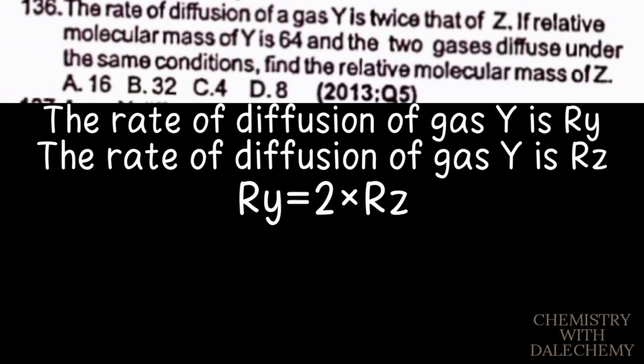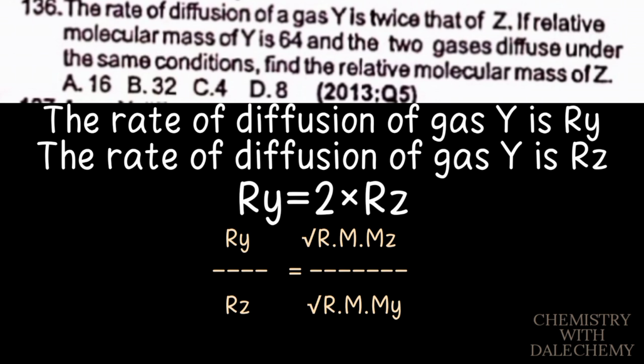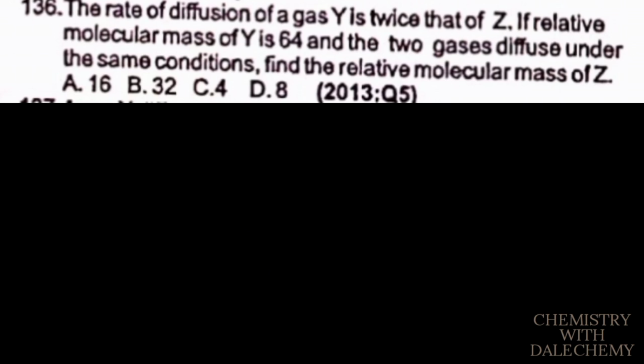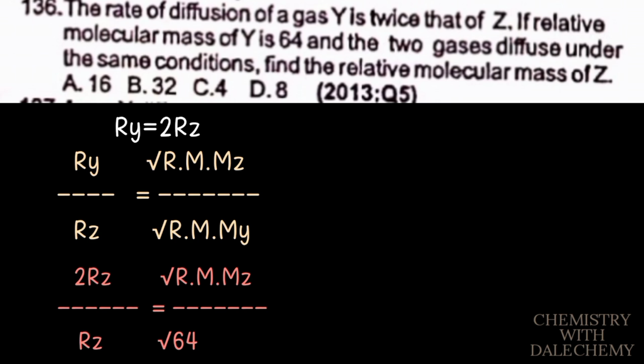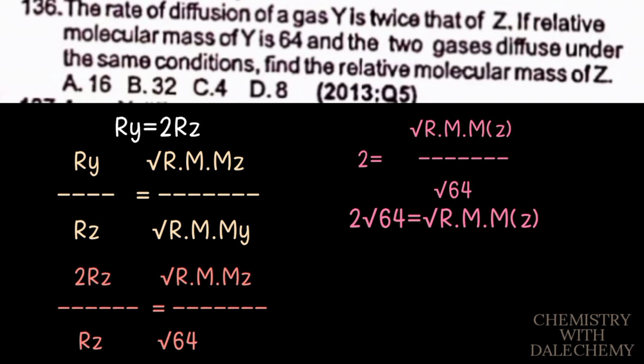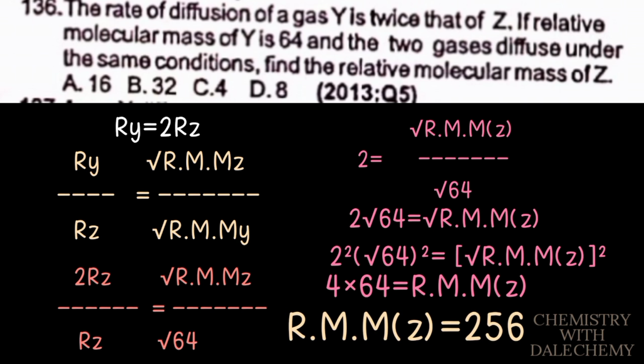Rz. Now, when we set up the equation, we have Ry over Rz equal to the square root of the relative molecular mass of Z divided by the square root of the relative molecular mass of Y. Since Ry is equal to 2Rz, we have 2Rz divided by Rz is equal to the square root of the relative molecular mass of Z over the square root of 64, because the relative molecular mass of Y is 64. So Rz cancels out, and we have 2 is equal to the square root of the relative molecular mass of Z divided by the square root of 64. When you do the calculation very well, you get the relative molecular mass of Z to be 256. So which means there is no correct option in this question.